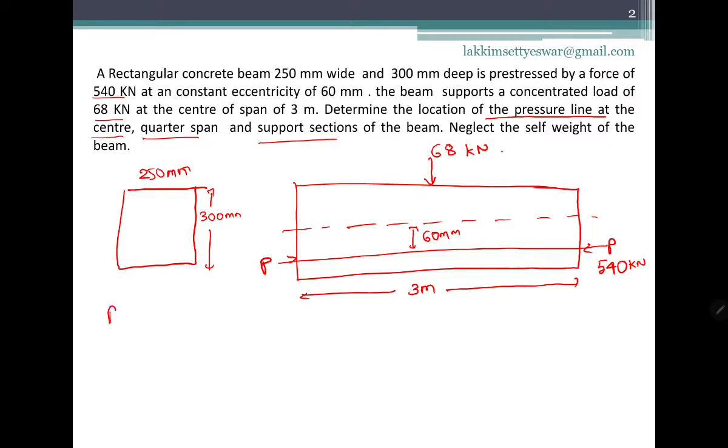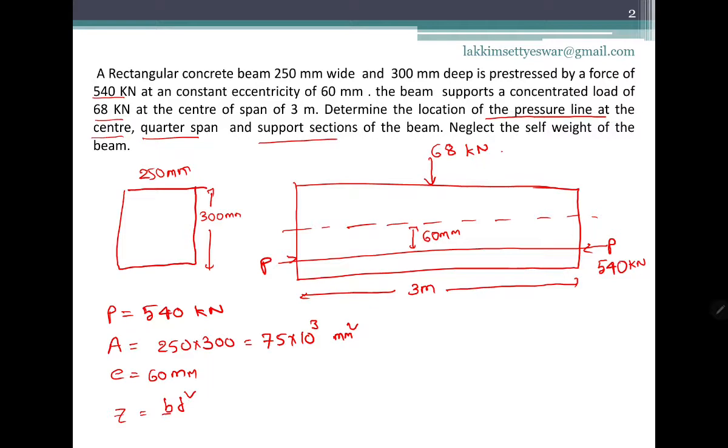Now the pre-stressing force P is equal to 540 kilonewton, and the cross sectional area of the rectangular cross section is 250 into 300, B into D, equal to 75 into 10 power 3 mm square. Eccentricity e is equal to 60 mm, and sectional modulus Z is equal to BD square by 6, equal to 250 into 300 square divided by 6, with B as 250 and D as 300, equal to 375 into 10 power 4 mm cube.